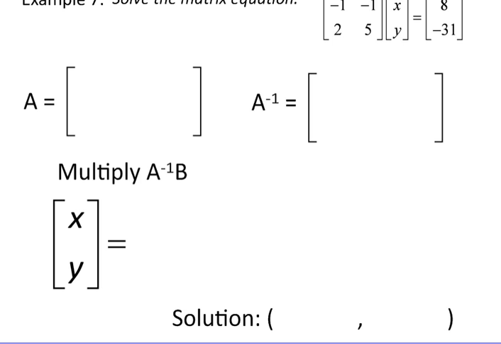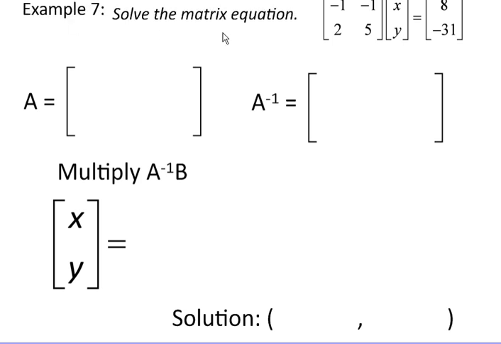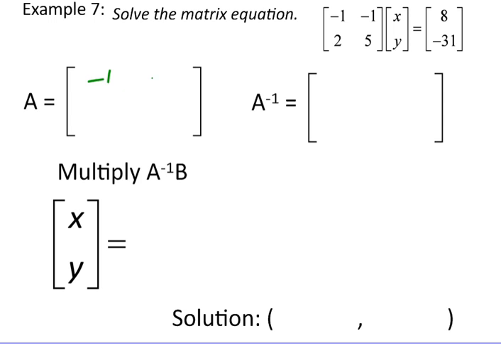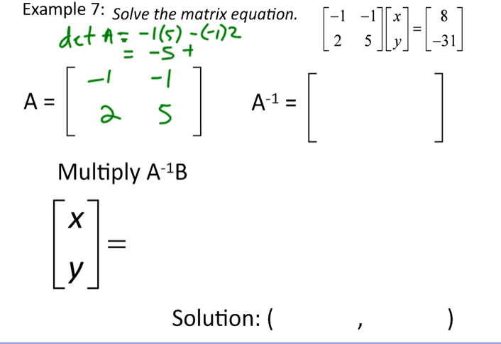All right, so example 7, we're going to go ahead and solve the matrix. They've already put it in place for you. We just have to find A first. So A is -1, -1, 2, and 5. The determinant of A, let's see if it exists, is equal to -1 times 5 minus -1 times 2, -5 plus 2 is -3. Right? So the determinant does exist.